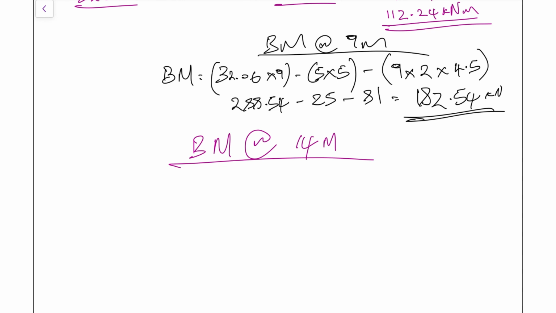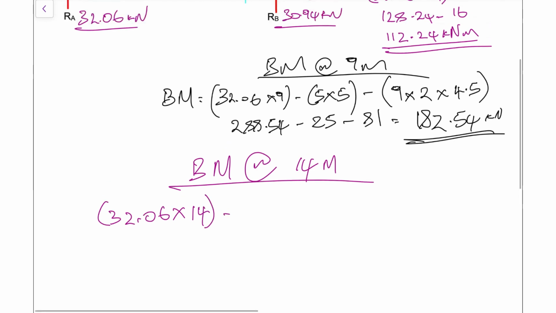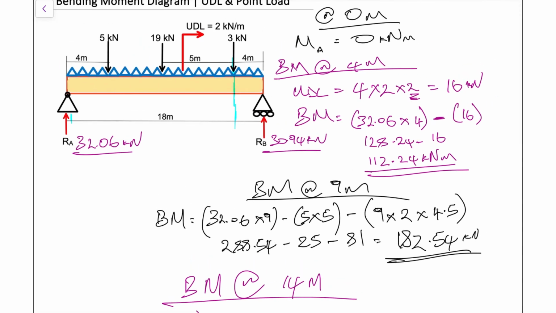So this time around, you will notice that our reaction force, the distance keeps increasing. So this time it's times 14. That's the length. Then now minus, so we have now 5 times 10 there for the 5 kilonewtons, and then we would have 19 times 5 for that 19 kilonewtons.